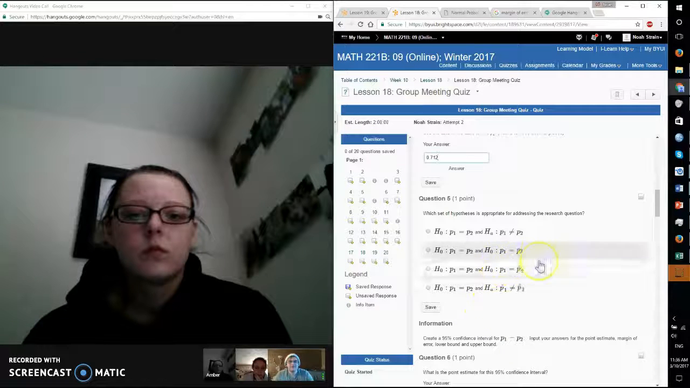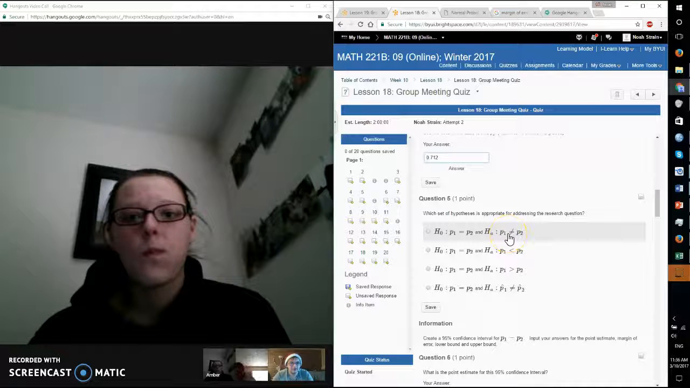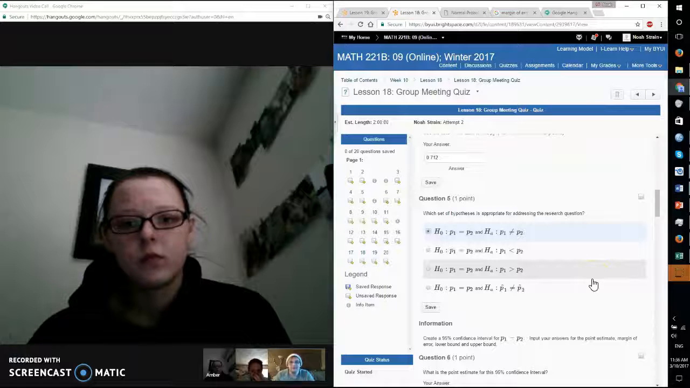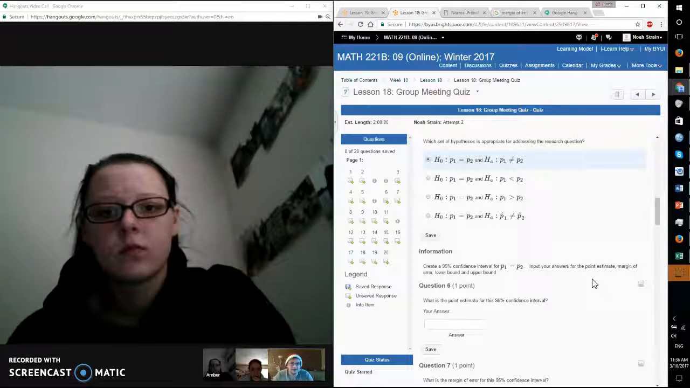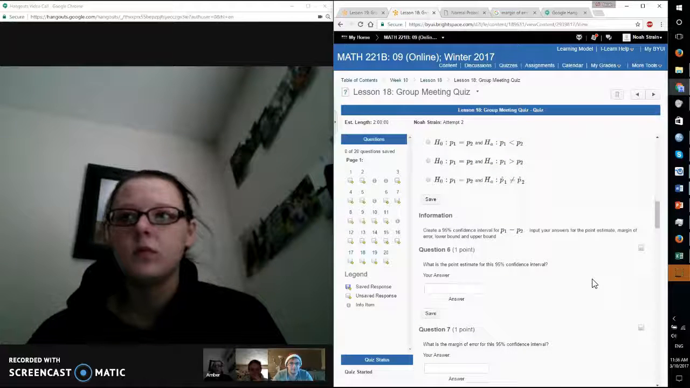For question 5, which set of hypotheses is appropriate for addressing the research question? That would be P1 equals P2 and P1 does not equal P2, because we're simply trying to determine if there is a difference, if they're independent or not.